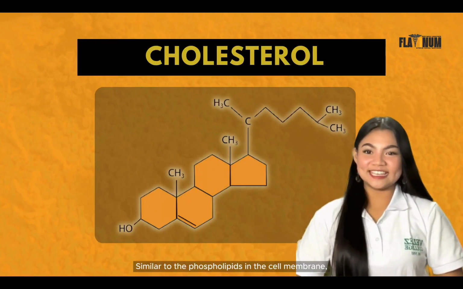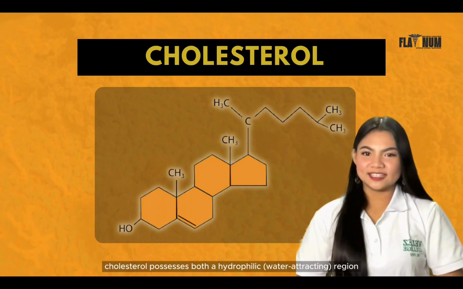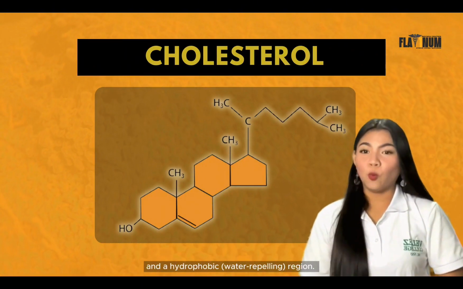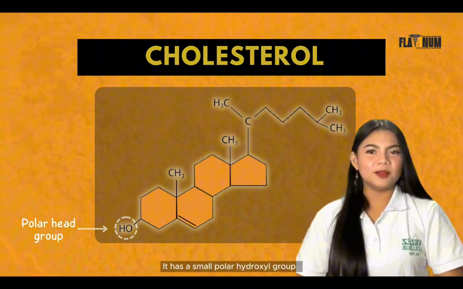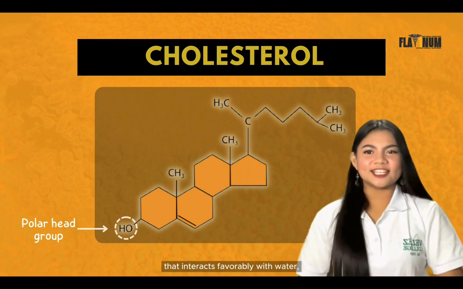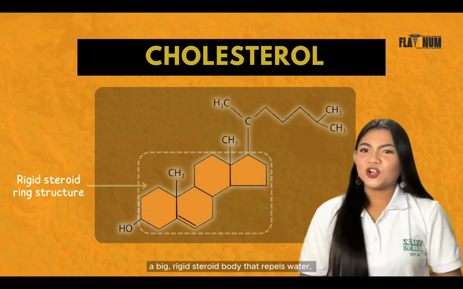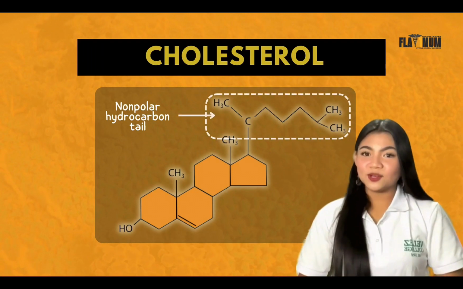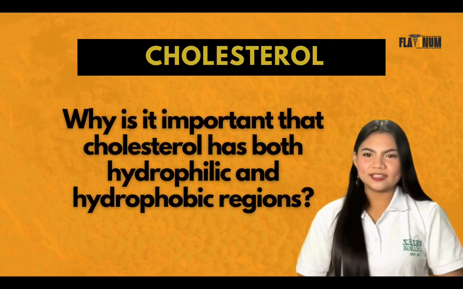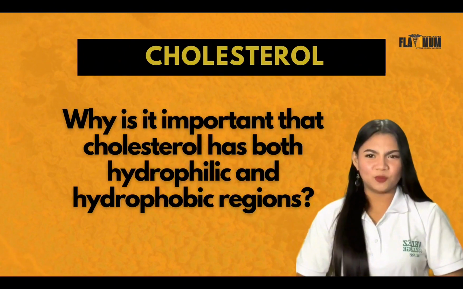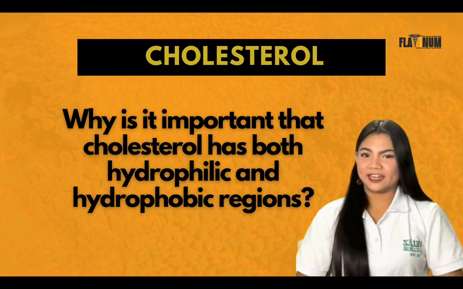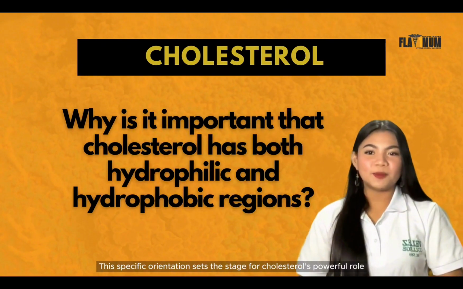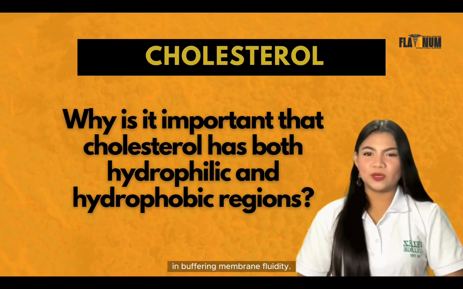Similar to the phospholipids in the cell membrane, cholesterol possesses both a hydrophilic, or water-attracting, region and a hydrophobic, or water-repelling, region. It has a small polar hydroxyl group that interacts favorably with water, a big, rigid steroid body that repels water, and a short hydrocarbon tail that also repels water. Why is it important that cholesterol has both hydrophilic and hydrophobic regions when inserted into the membrane? This specific orientation sets the stage for cholesterol's powerful role in buffering membrane fluidity.